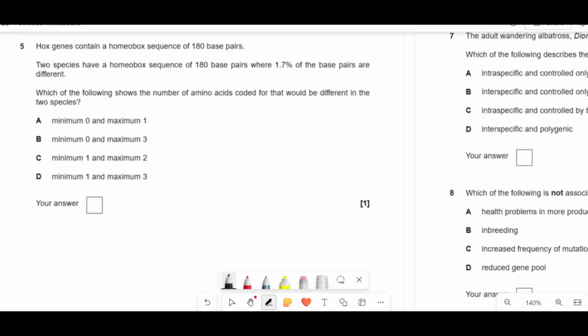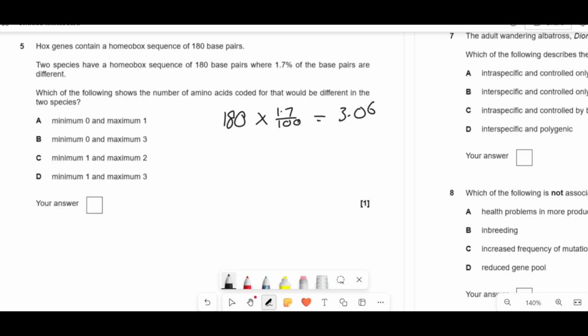Hox genes contain a homeobox sequence of 180 base pairs. Two species have a homeobox sequence of 180 pairs, where 1.7% of them are different. Which of the following shows the number of amino acids coding for that would be different in these two species? So we have 180 base pairs, right? So that's 180 in the sequence, and 1.7% of them are different. What we do is we work out 1.7% of that. So if we do that, we're going to get 3.06.